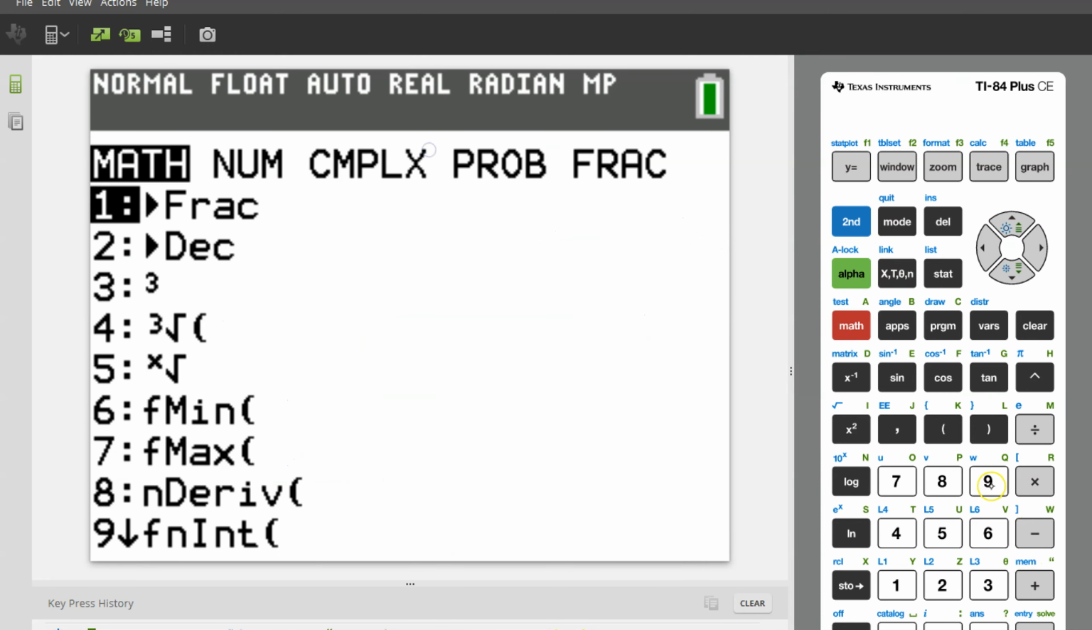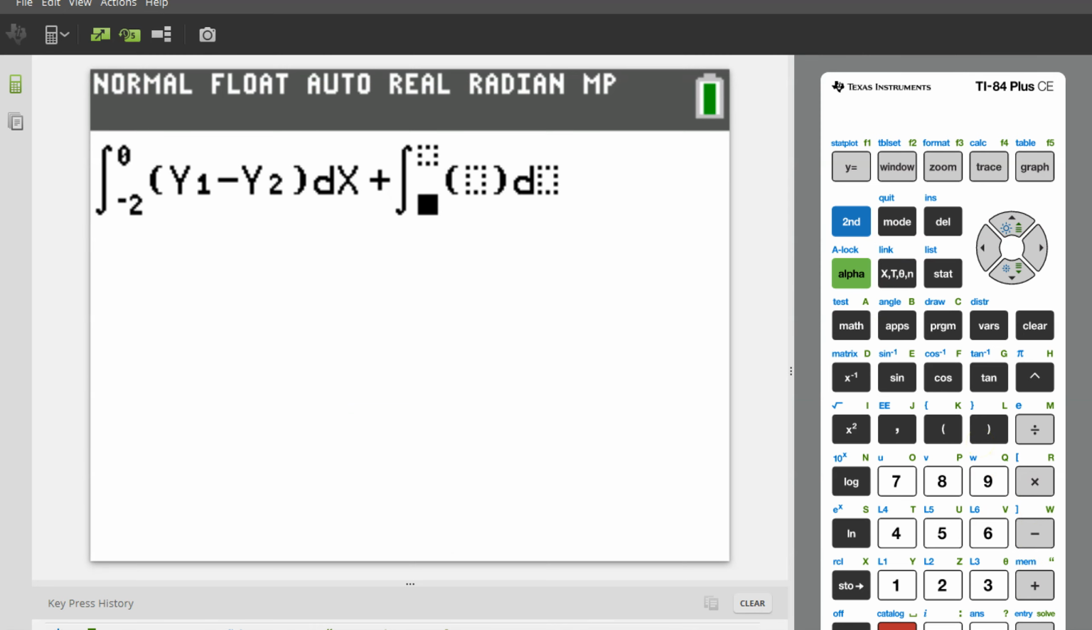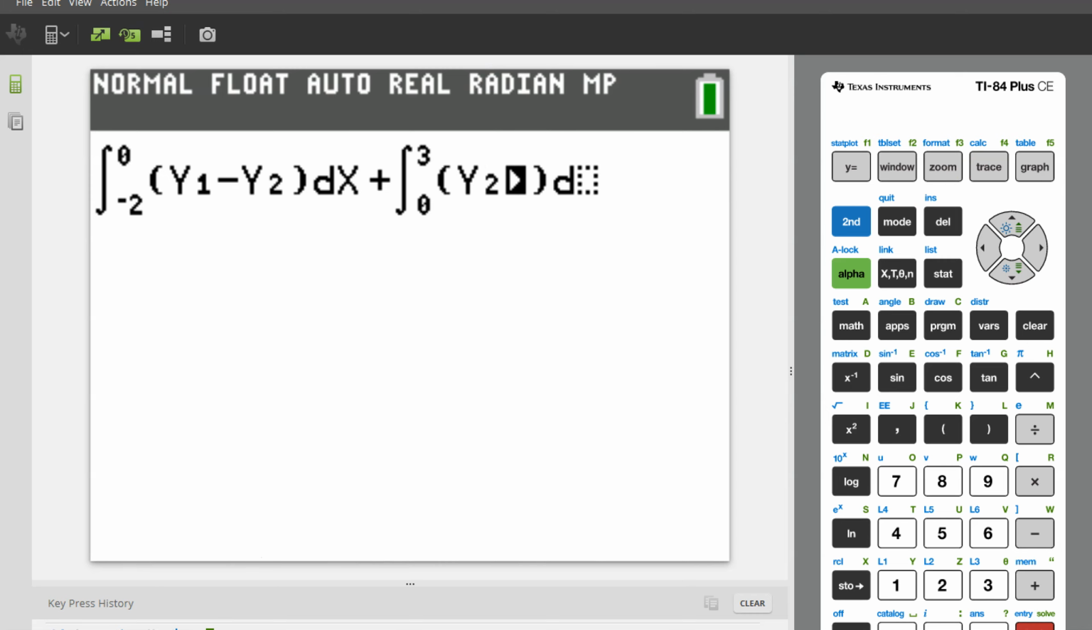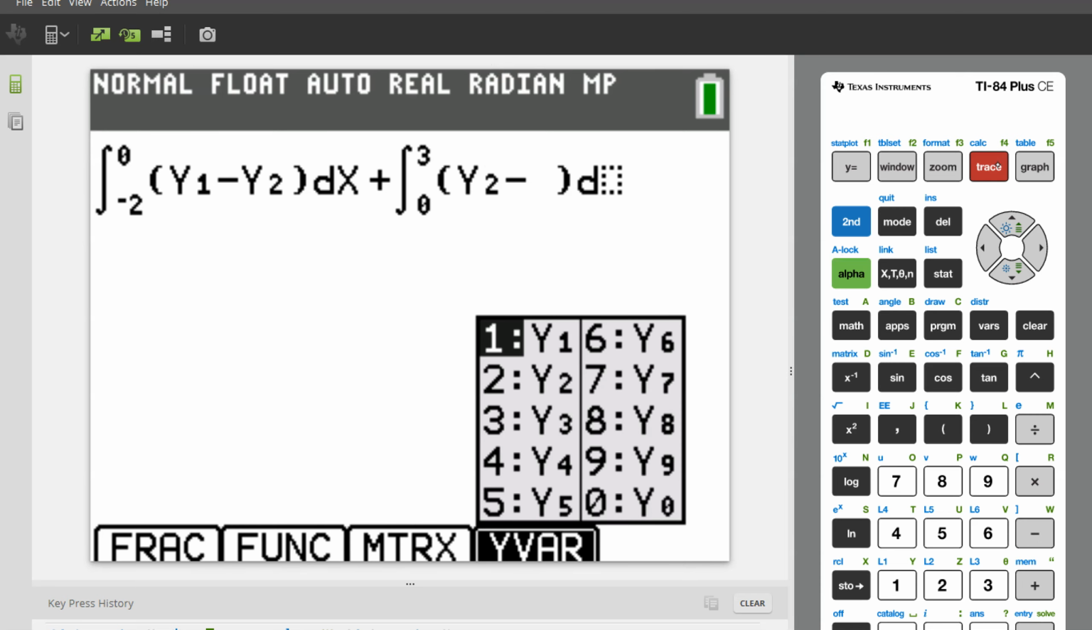Math 9, the integral from 0 to 3 of, it's flipped. We're going to do y2 minus y1. Sorry, y'all, it's not letting me. There we go. Alpha trace y2 minus, and then alpha trace y1.